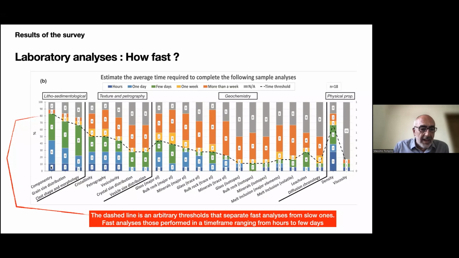So componentry is fast, clast shape morphology is fast, glass isotope is not fast, mineral isotopes are considered not fast, melt inclusion volatile is useful, but is not a fast method, in particular for the preparation of the sample. But crystallinity, petrography, vesicularity, crystal size distribution, and vesicle, glass major element are considered fast.